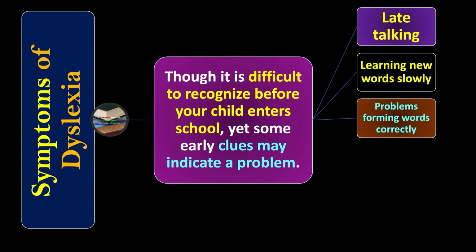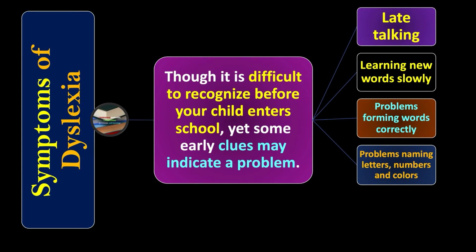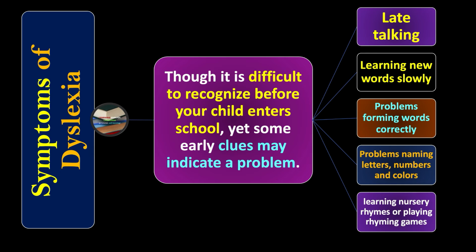Problems forming words correctly. They are not able to figure out what the words mean. And problems naming letters, numbers, and colors. And the last one is difficulty learning nursery rhymes or playing rhyming games. These are some of the symptoms that may indicate a child suffers from dyslexia. So one has to be careful.